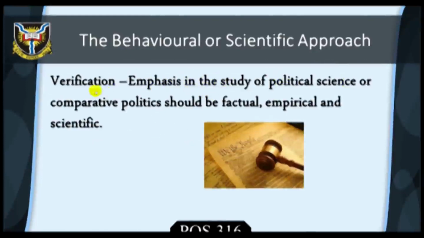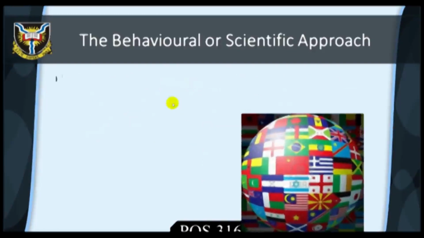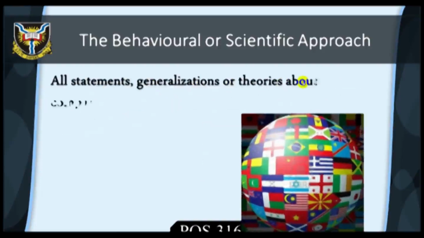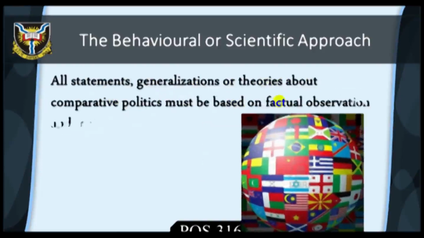Verification. Just as in the natural, physical, biological, or mathematical sciences, the behavioralists argue that the emphasis in the study of political science or comparative politics should be factual, empirical, and scientific. Therefore, they contend that all statements, generalizations, or theories about comparative politics must be based on factual observation and must be verifiable. This process of empirical verification or testing is quite important in assessing the validity, acceptability, or utility of any generalization or statement in political science.